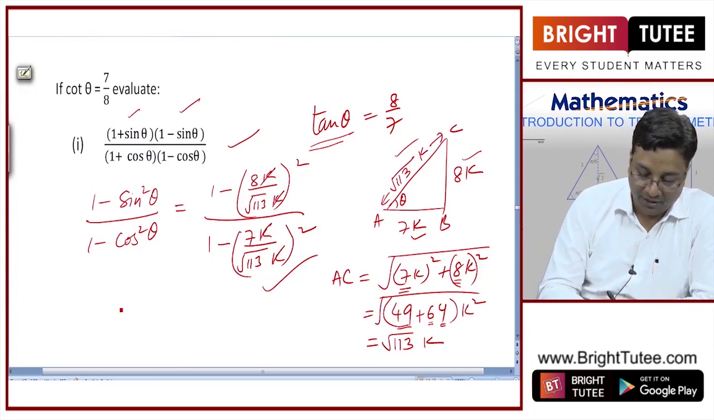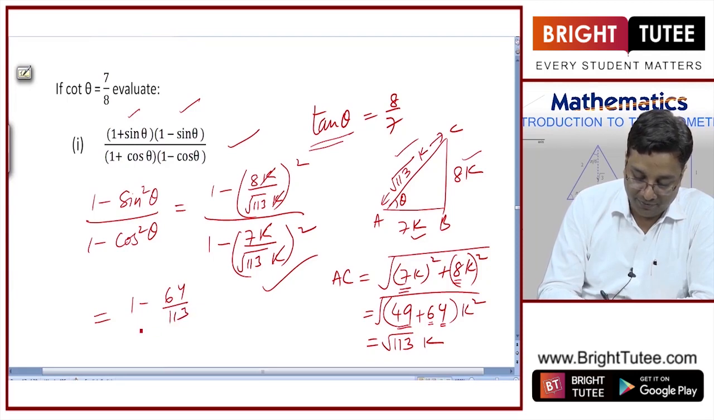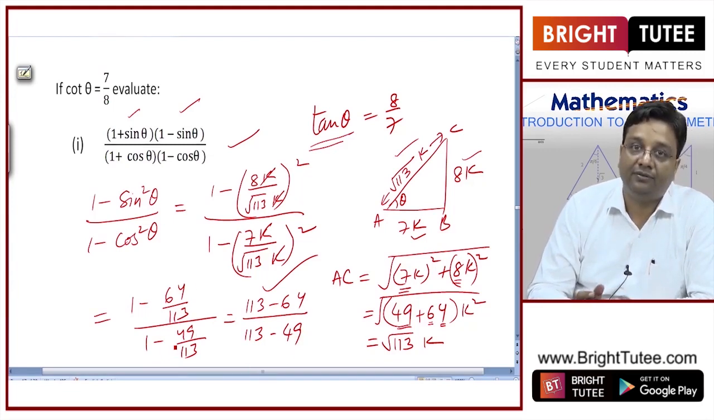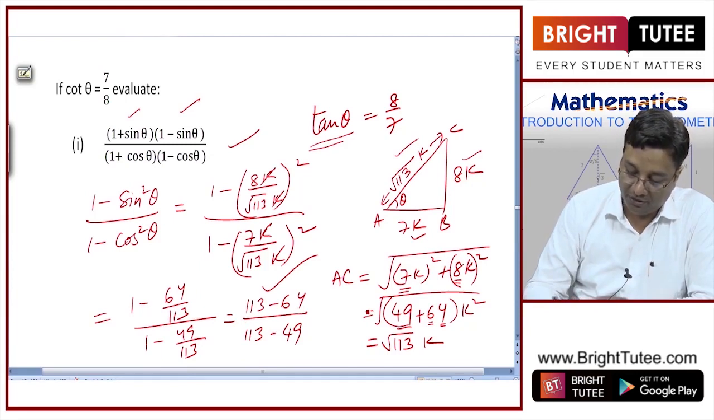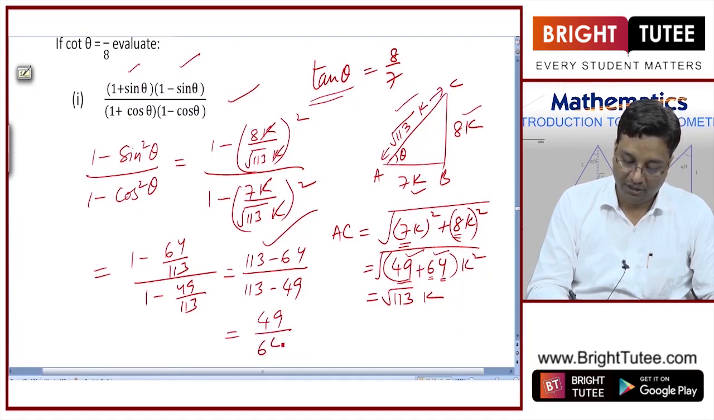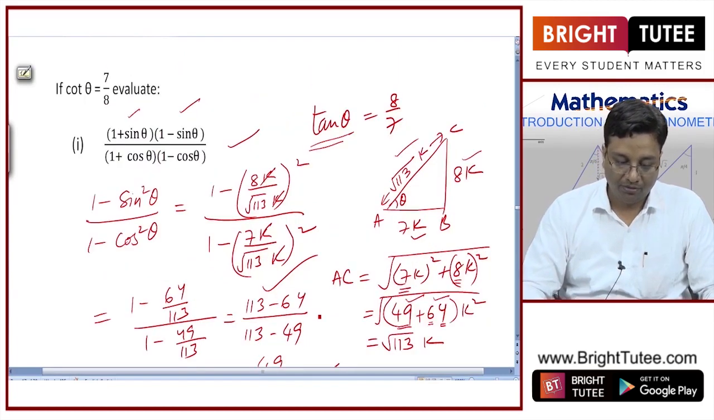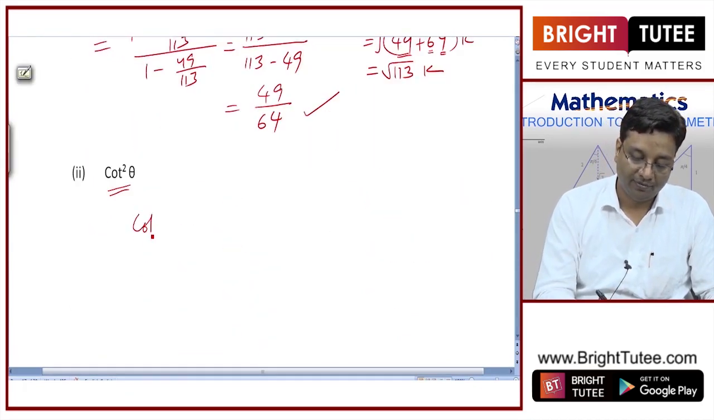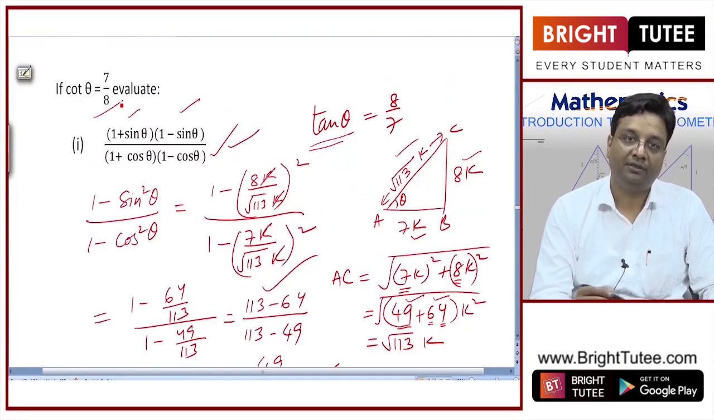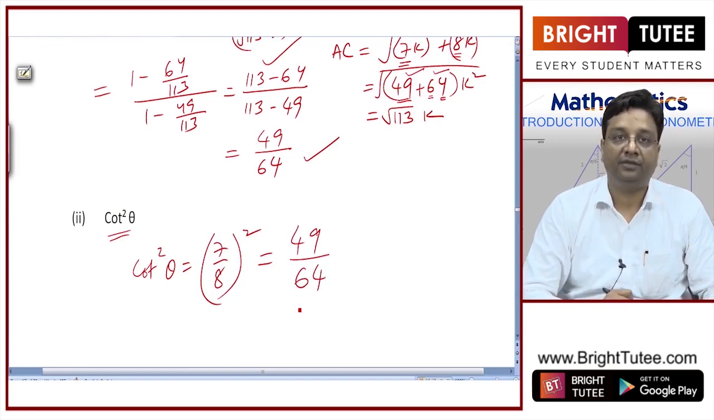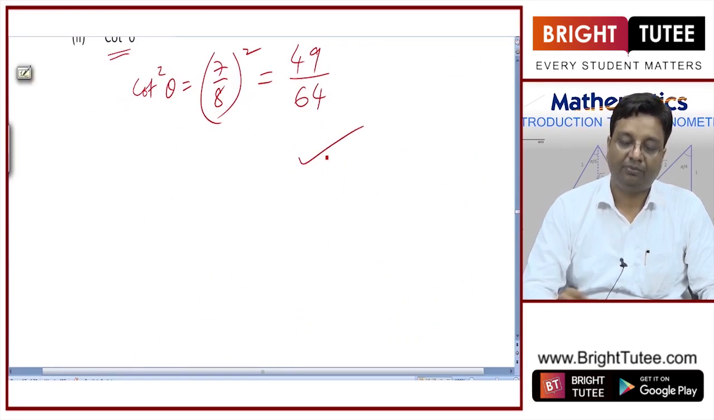K can be cancelled here itself. So this can be written as 1 minus 64 by 113 over 1 minus 49 by 113, which is 113 minus 64 divided by 113 minus 49, because 113 will get cancelled. 113 minus 64 is 49, and 113 minus 49 is 64. So you can write it as 49 upon 64. This is the ratio which was required. What is cot square theta? Cot theta is already given, so cot square theta is just the square of 7 by 8, which is 49 upon 64. This was a pretty simple question.